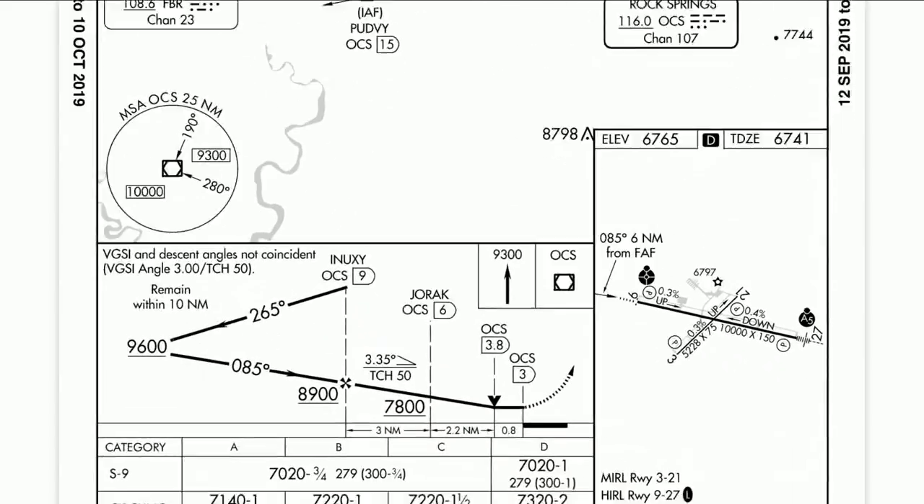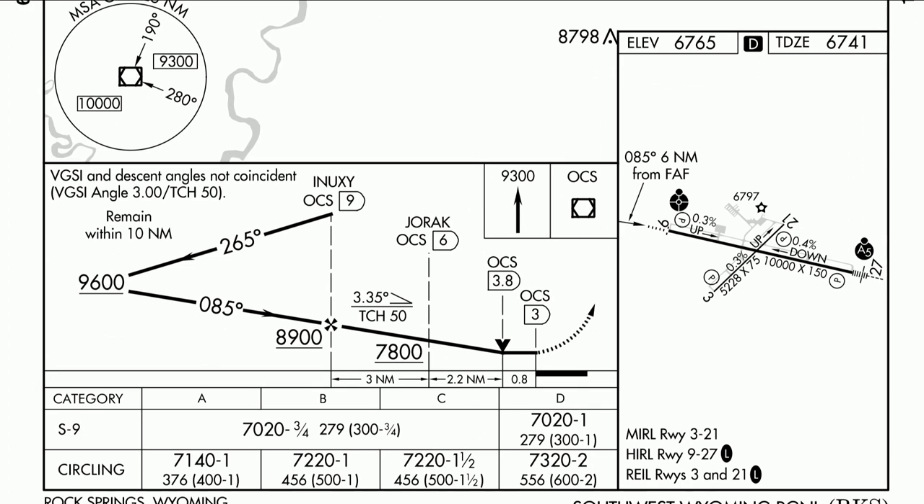When we come down to actually look at the profile view, you'll notice that the final approach fix is a DME intersection or a DME fix. It's 9 miles. The name is Inuxi, so 9 miles here from the Rock Springs OCS VOR. You can see OCS right there. And so again, even though the procedure title never says anything about DME, in this case, you would need DME or a suitable RNAV system, and it makes sense. You would never be able to identify the final approach fix on this procedure.